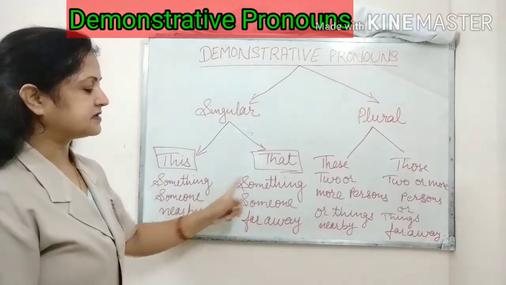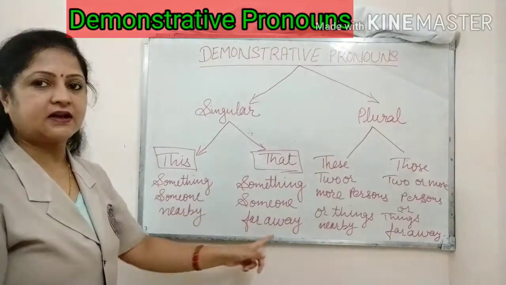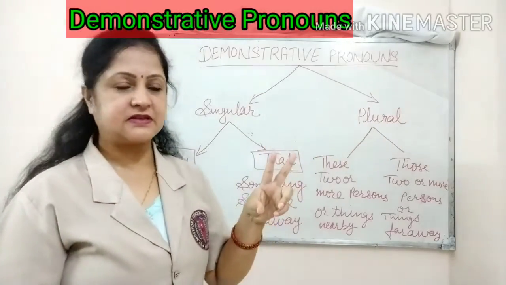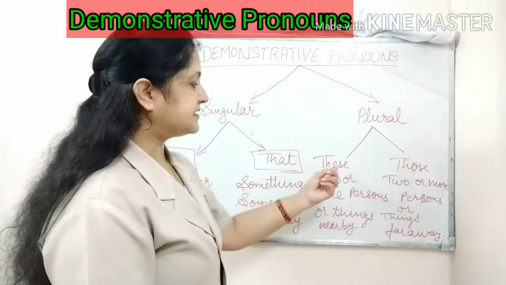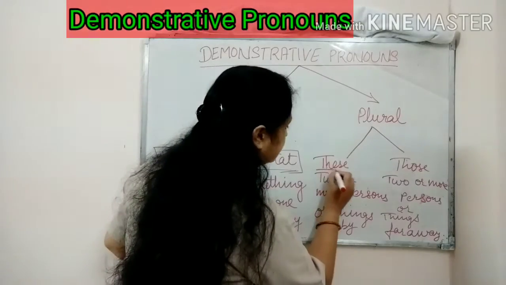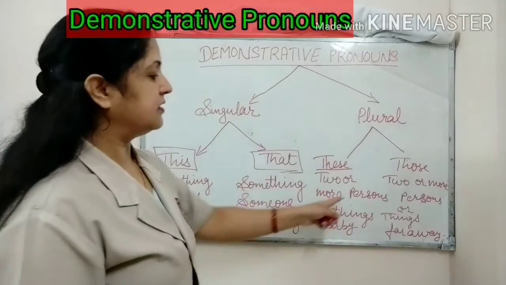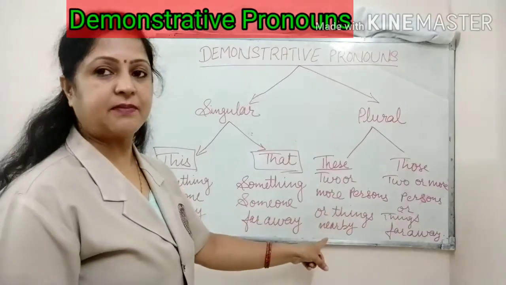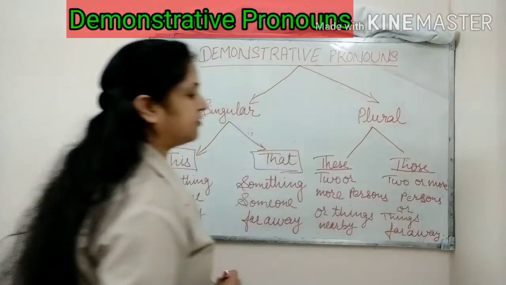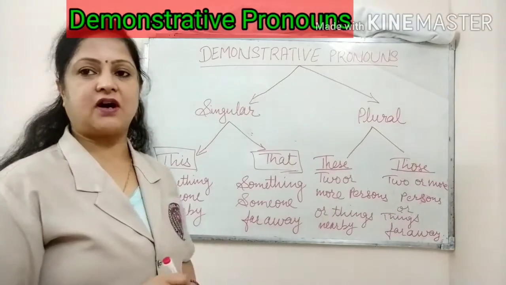That is used for something or someone far away. And in plural also we have two types of demonstrative pronouns. The first is these, which is used for two or more persons or things nearby, and those is used for two or more persons or things far away.